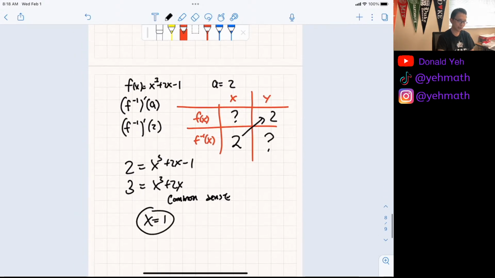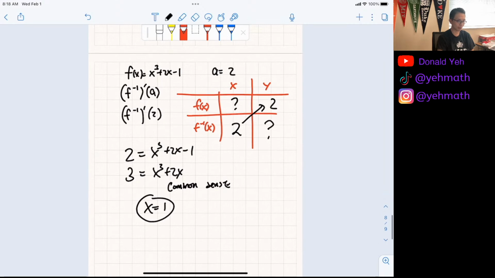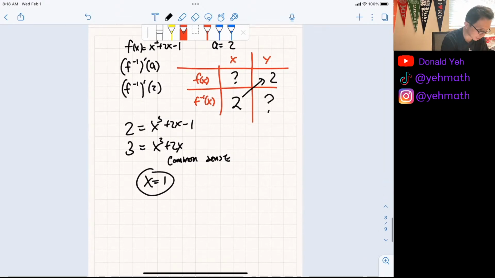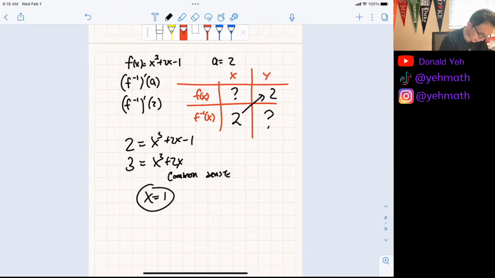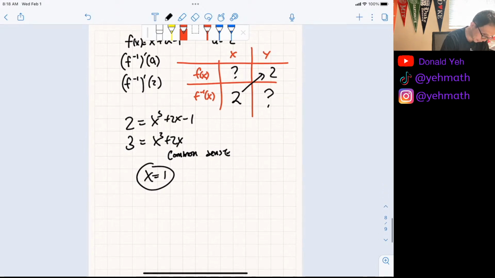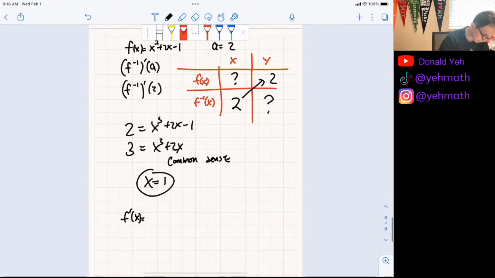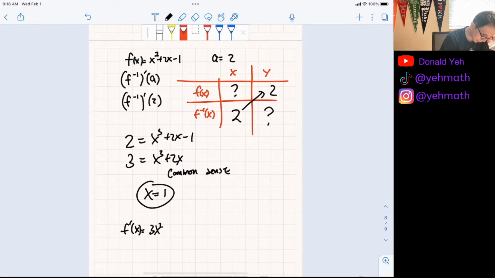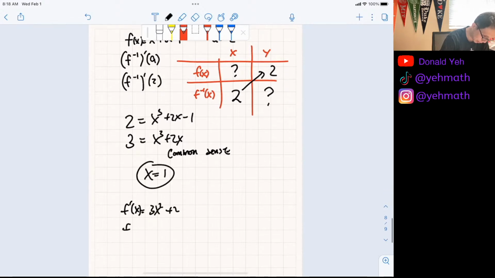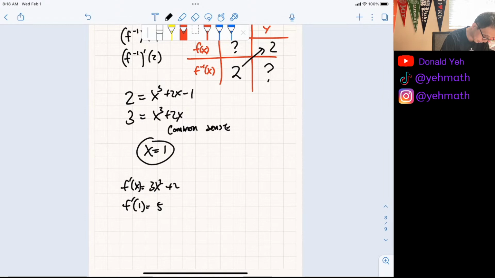Then what I'm going to do, remember, is take the reciprocal. So can I do the derivative of this? It's going to be 3x squared plus 2, right? And what is f prime of 1? That's equal to 5. And then f inverse prime of 2 is equal to 1 over 5, because it's the reciprocal of that.